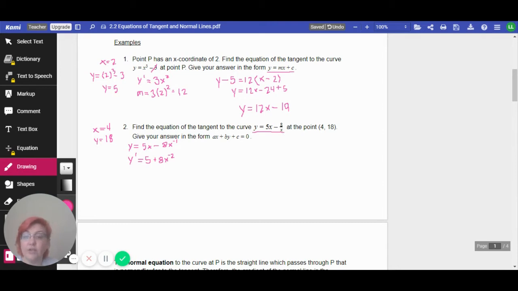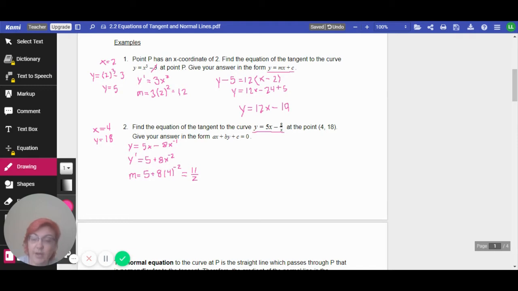All right, I'm now going to evaluate that to find my gradient. And my gradient is 5 plus 8 times 4 to the negative 2. 5 plus 8 times 4 to the negative 2 is 5.5. I'm going to use the fraction 11 over 2 because this is a gradient, and I like to see my rise over my run.